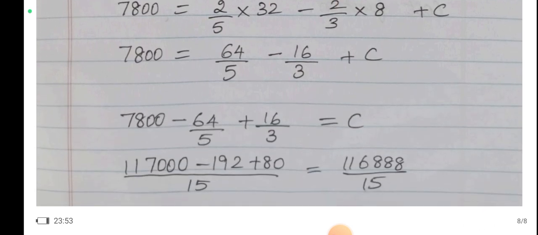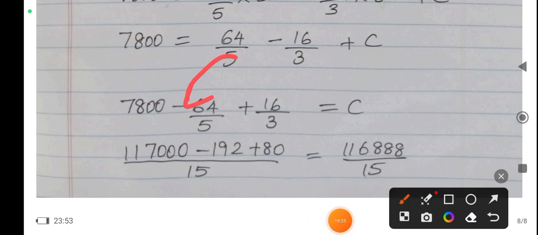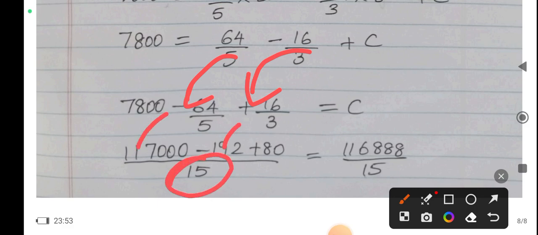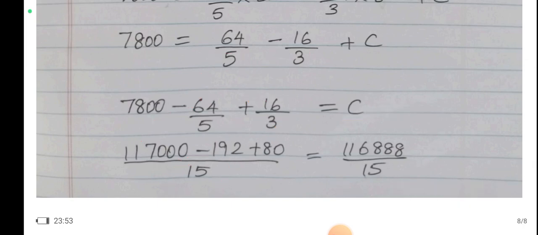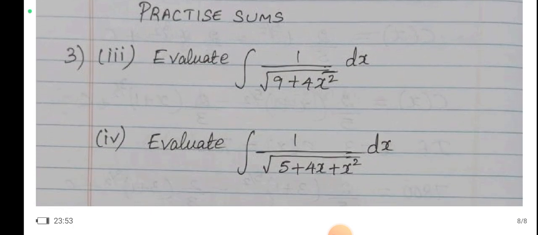Clear? Check. So once we are doing this, plus 64 by 5 comes to the other side as minus 64 by 5, minus 16 by 3 comes as plus 16 by 3. Take LCM 15 and simplify, we get this answer, 116,888 by 15. Substitute in the C of x. This is over. So, giving practice to some children.